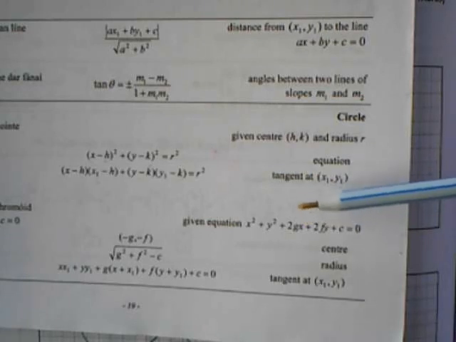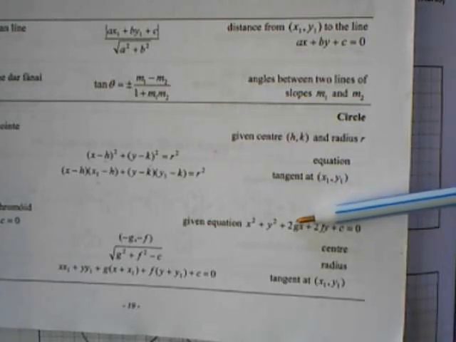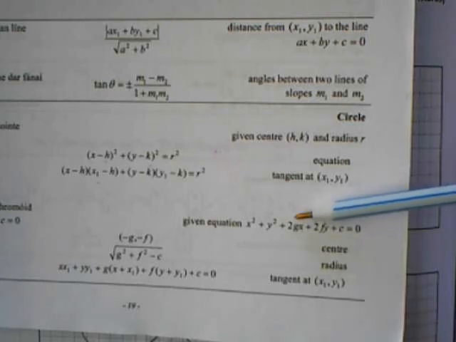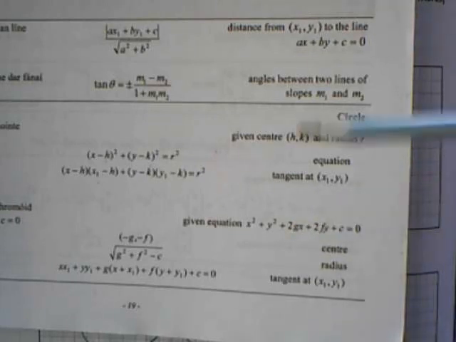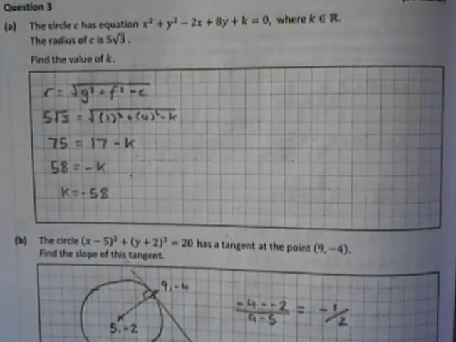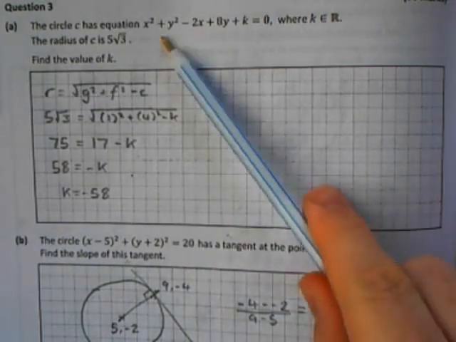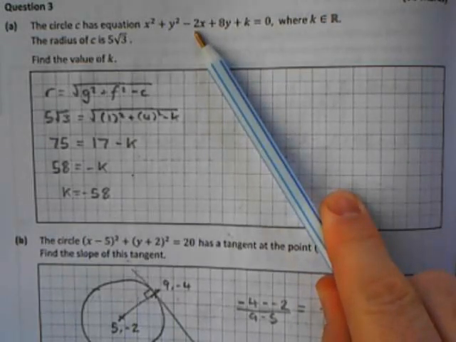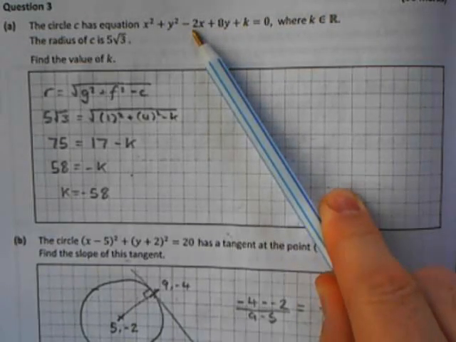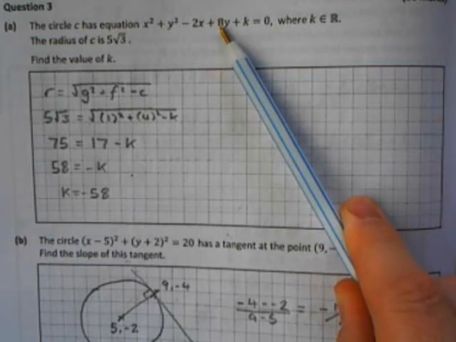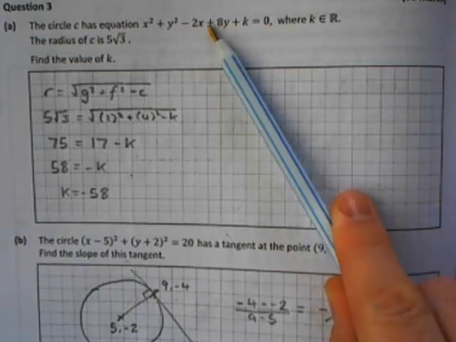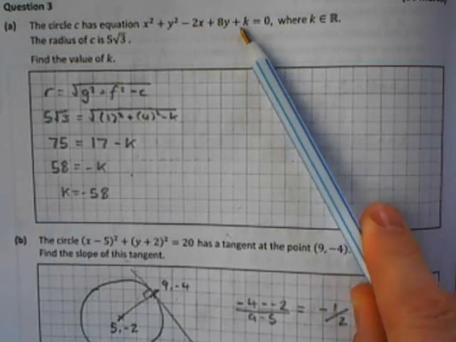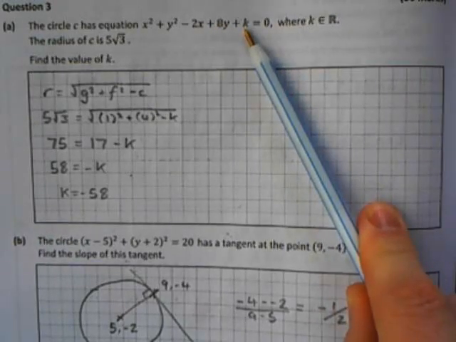Yeah, here. So it says 2G is in front of the X and 2F is in front of the Y. So whatever number is in front of the X, we're just going to half it, and that'll be what G is. So if we come over here, we need to half minus 2, and that'll be what G is. So G is minus 1, and F is 4, because you just have to half the 8. So G is minus 1, F is 4, this is C in our formula.